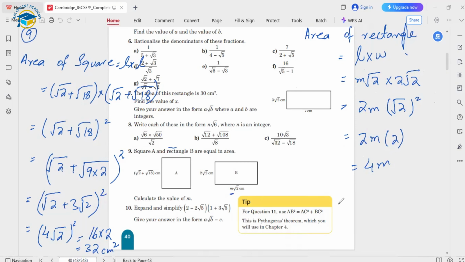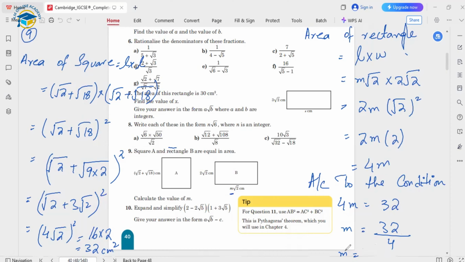Now they're saying the area of the rectangle and the area of the square are equal. So according to the condition, I'm going to put the areas equal to each other like this. From this we can easily find the value for m by dividing by 4 with 32. So 8 times 4 is 32. So this is the value for m, and it's a constant number. No need to write centimeter or meter because it's not the length or width. So the m value is 8. So this is your part number 9. Hope this as well is clear.